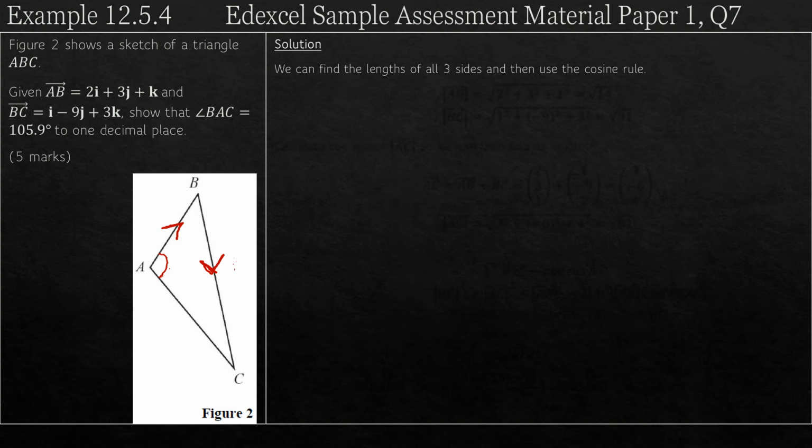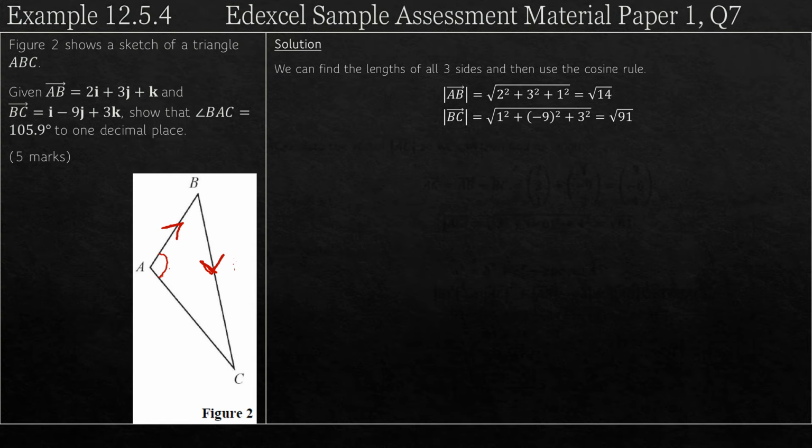Well, the best way to do that, I think, is to use the cosine rule. We're going to need the lengths of all three sides. We can quickly find the lengths of BC and AB because we have their vectors, but at the moment we can't find the length of AC. So the first thing we need to work out is the lengths of AB and BC, and then in a moment we'll work out the vector AC. So here are the lengths of AB and BC using 3D Pythagoras.